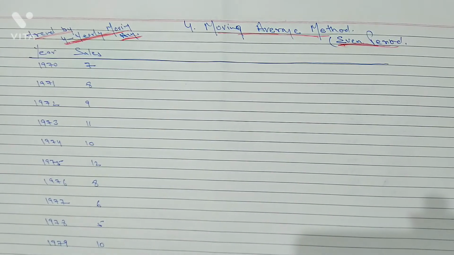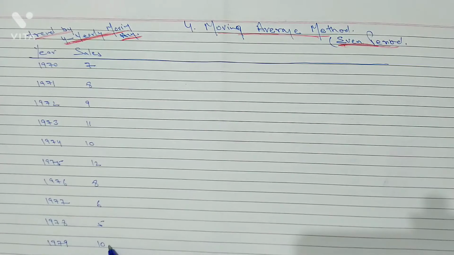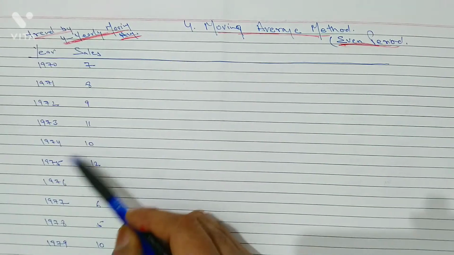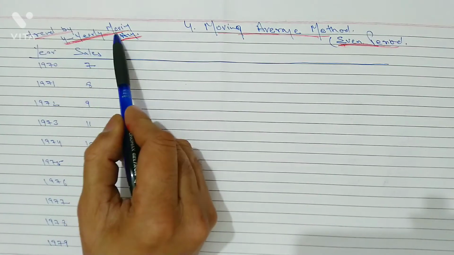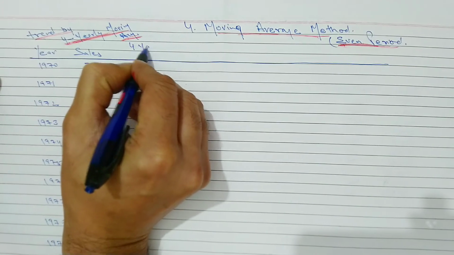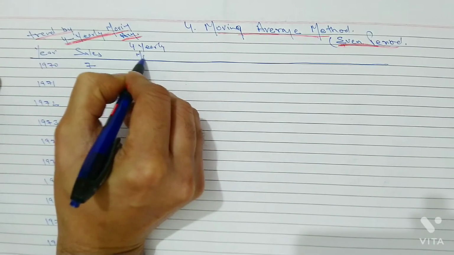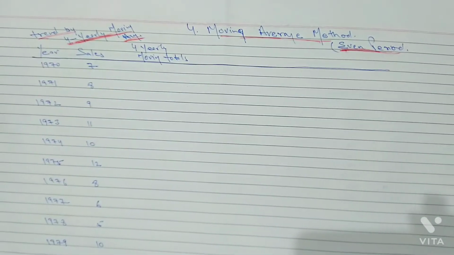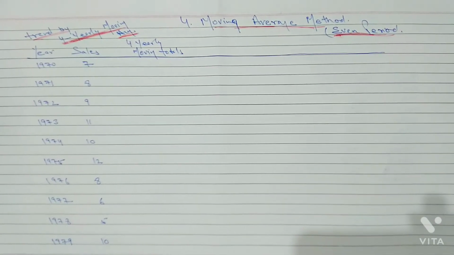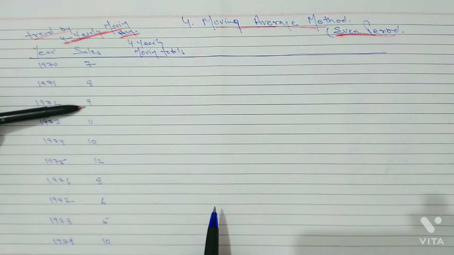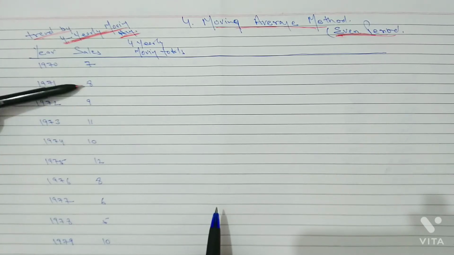Again, sum is given from 1970 to 1979. Sales figures are given. We find trend by moving average method. This is a case of even period of time means 4 yearly moving average. First find 4 yearly moving totals, means total of first 4, skip 1, next 4, skip 1, next 4.